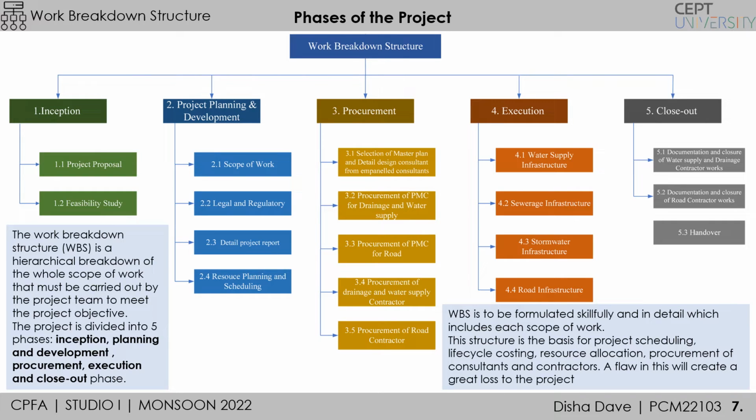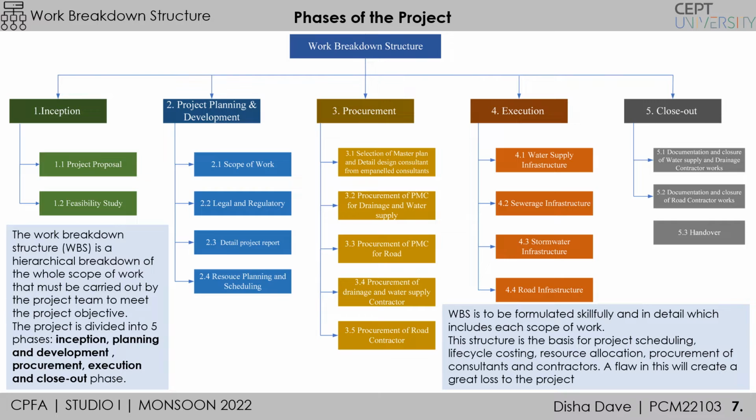There are two PMC hired. PMC 1 is for drainage and water supply, PMC 2 is for road and pond development. Procurement of contractor is again done in two divisions, one contractor for drainage and water supply and the other contractor for road and pond rejuvenation.